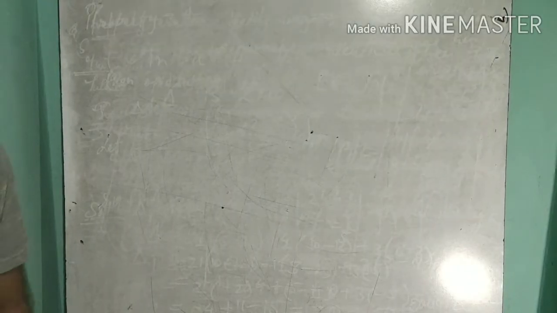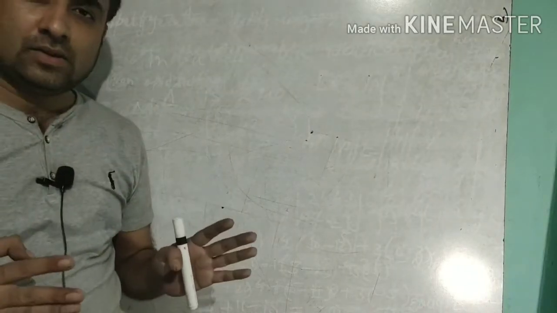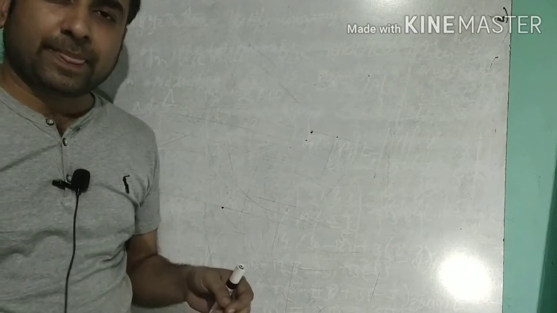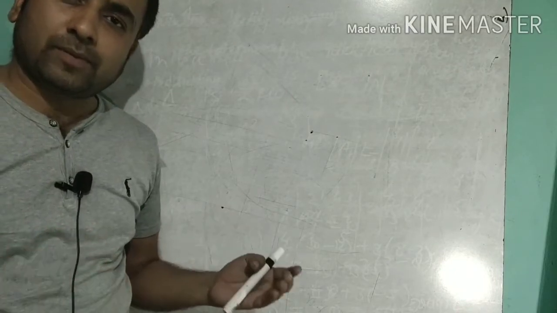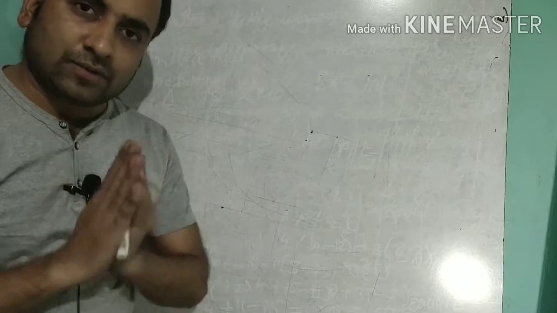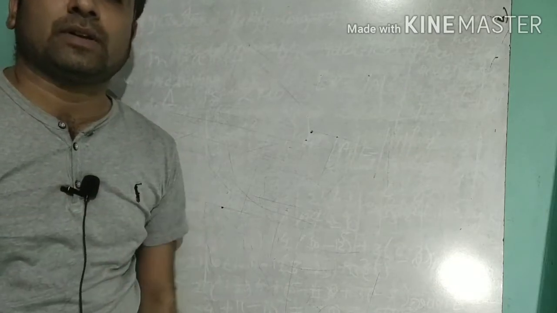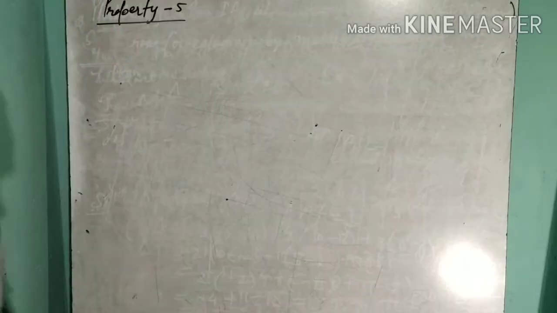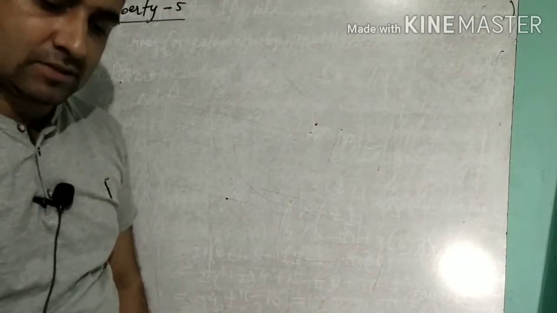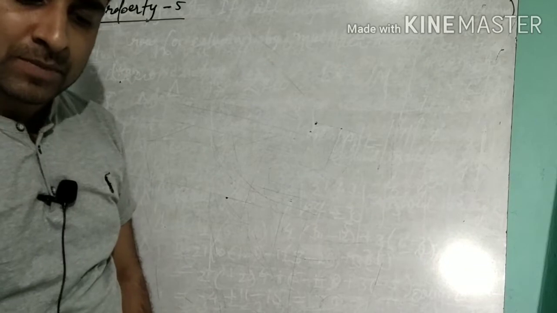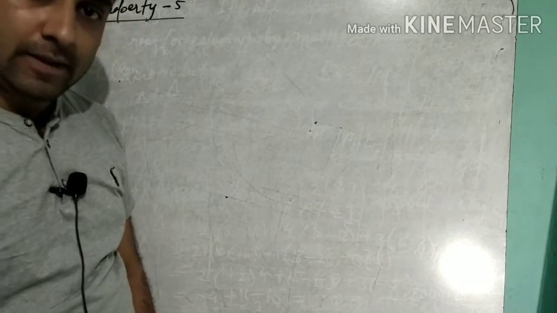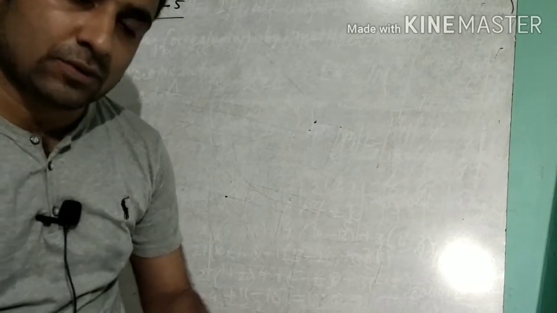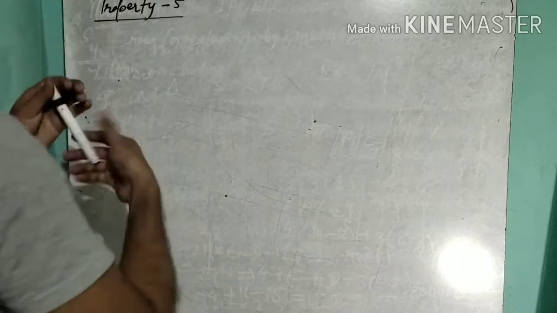Now students, we have 2 more properties. These are also very easy, property number 5 and property number 6. Properties 1, 2, 3 and 4 are over. Now I am on property number 5. It is also a very easy property. Listen and understand everything going on in this property. So what is property number 5?